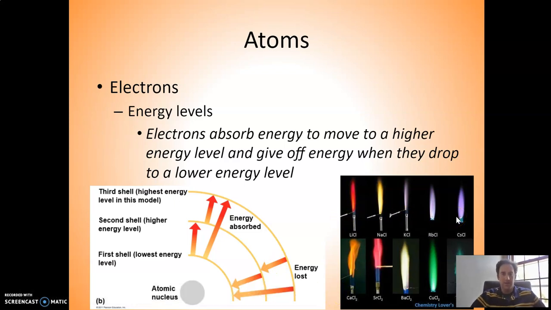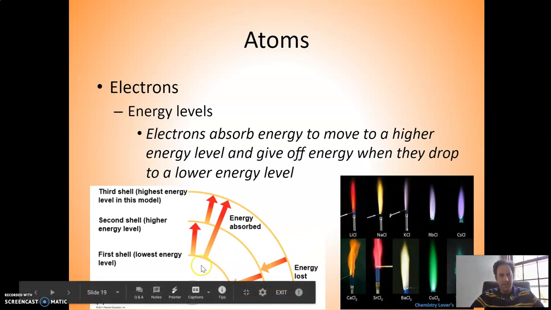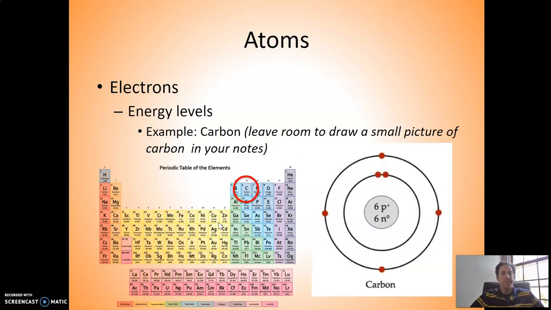these different colors. This actually becomes very important when we talk about photosynthesis, the idea that electrons can jump to a higher energy level and then drop back down to a lower one. So, foreshadowing. Okay, so let's talk about these energy levels here.